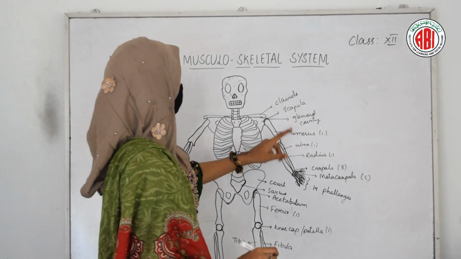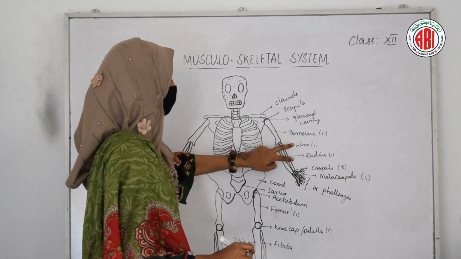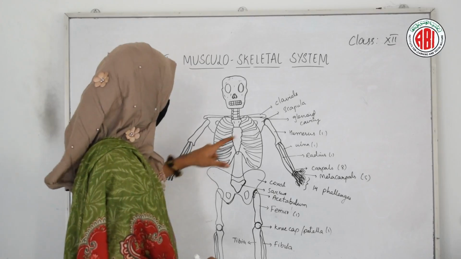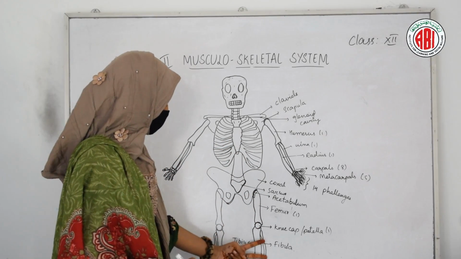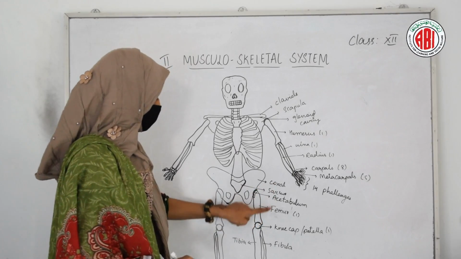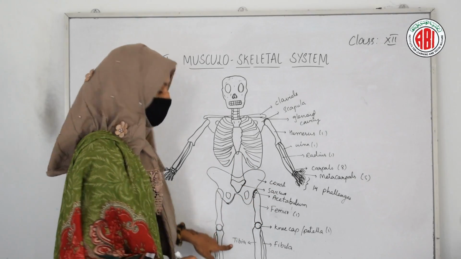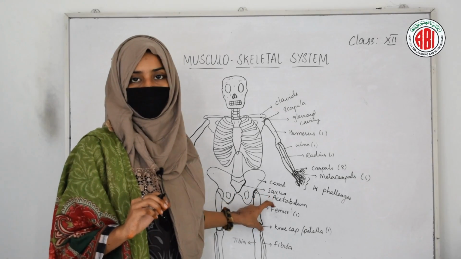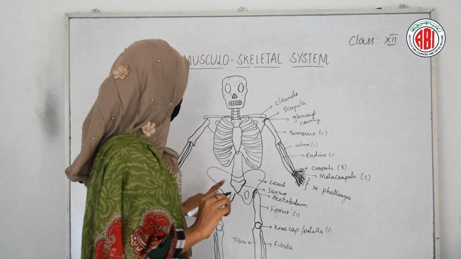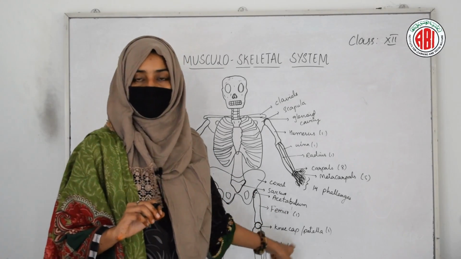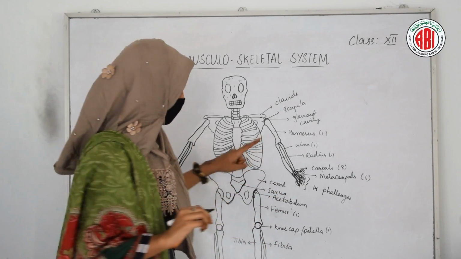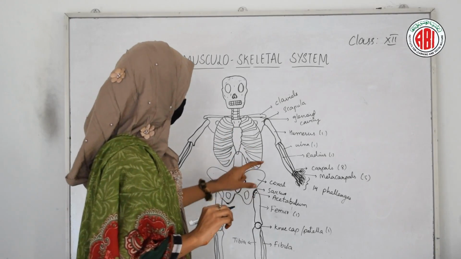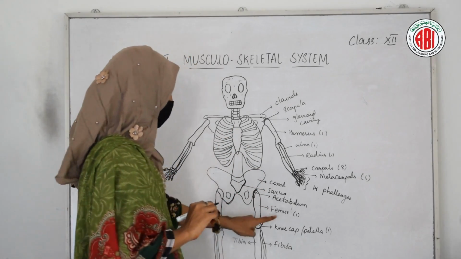In the bones of our arm, we have seen that radius and ulna, both of them get attached with the humerus. But in the case of our leg, we do not find the attachment of both these bones with the femur. So femur is a bone to which only tibia gets attached. There will be no attachment with the fibula. Fibula does not show any attachment with the femur. So only one bone, tibia, shows the attachment with the femur.